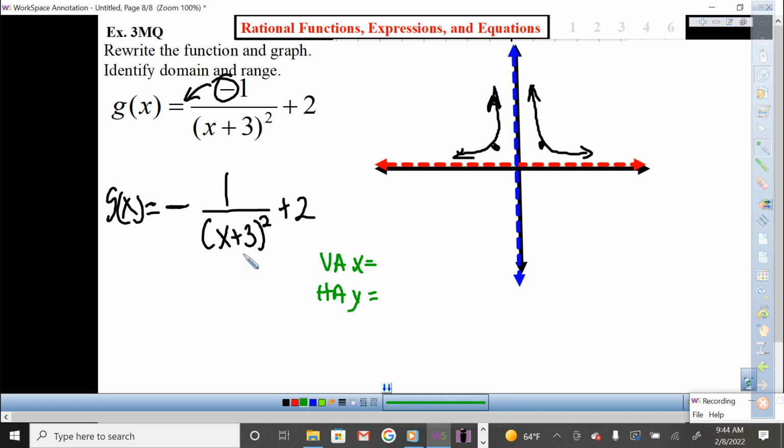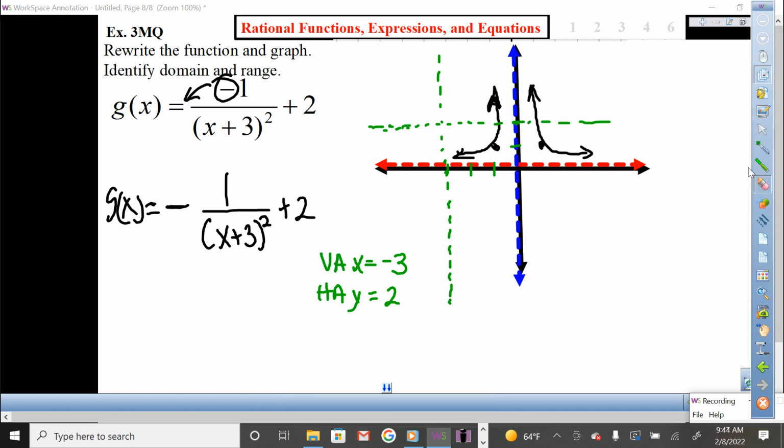Okay, the vertical asymptote is this one, which is -3, and our HA is 2. So -3 on x, we go -1, -2, -3. That means it's going through there. And our HA is at y equals 2, so this is 1, 2, so it's going through there.